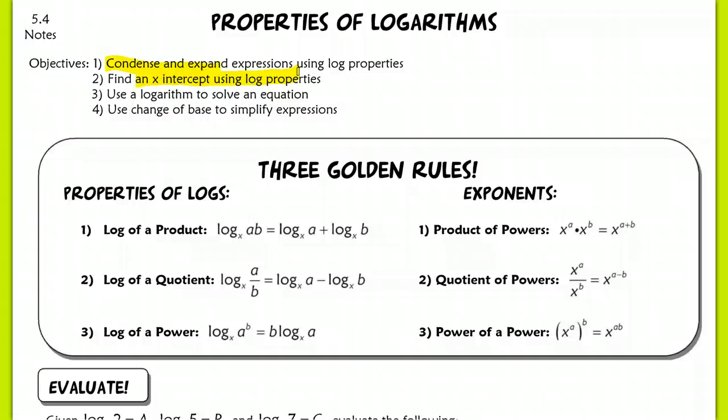So here are your three golden rules for both properties of logs and exponents. Notice that they're very similar. This is a review of last year, but when you see a log of a product, you can actually split this up into the sum of the two logs separately. When you see a log of a quotient, this is the same as the difference between the two logs. When you see the log of a power, you can place that power out in front of the log expression.